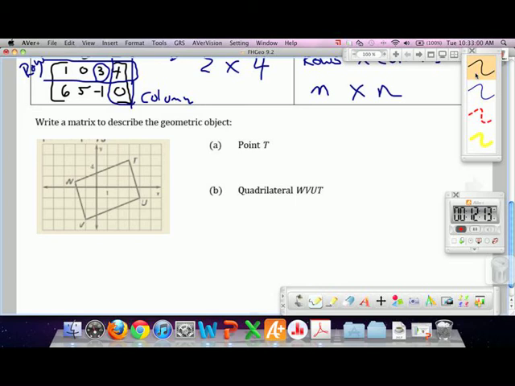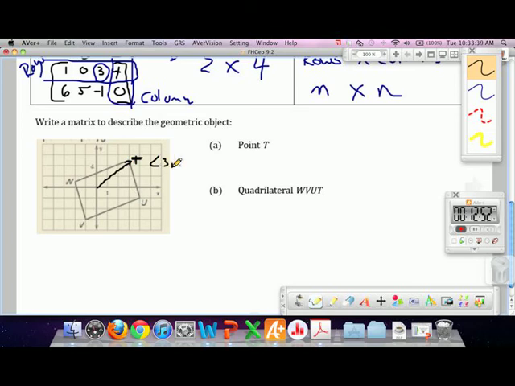What vector takes me from the origin to point T? How would I describe this vector that takes me from the origin to point T? 3, and then up in the middle of this box. This is a kind of confusing diagram because vertically we're counting by 2s. So this is actually 2, 4, 5. So 3, 5. This vector that takes me there can be written as 3, 5.